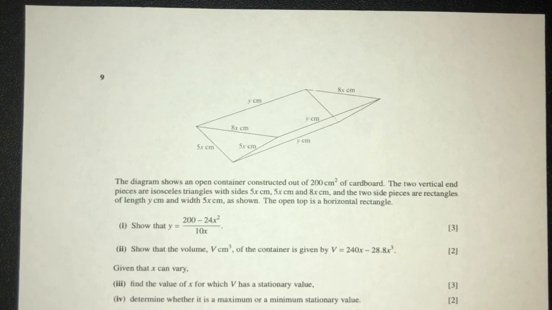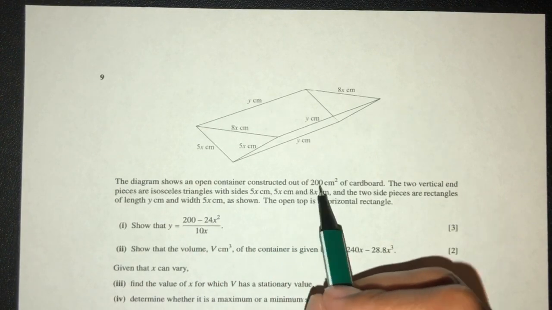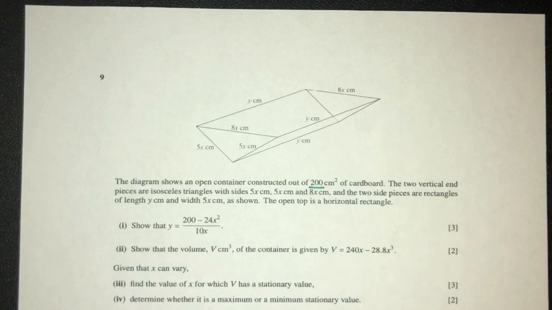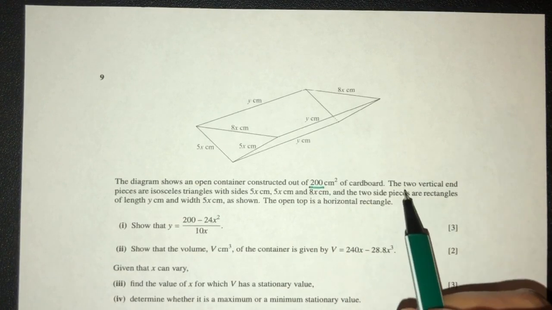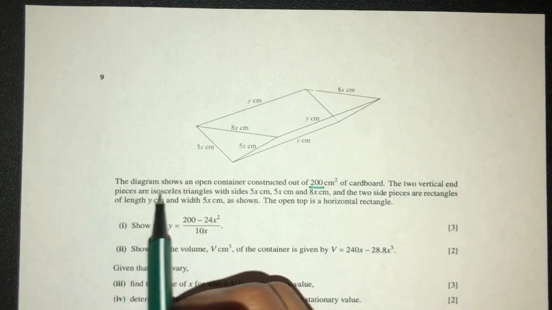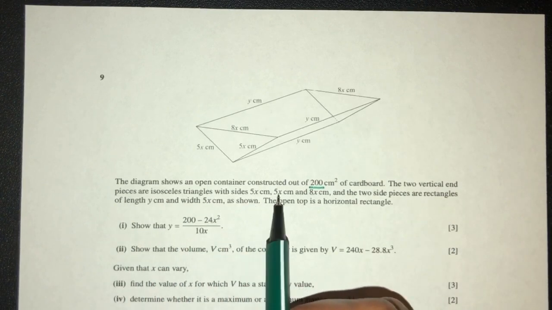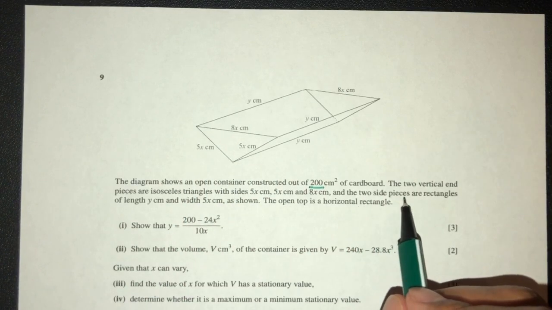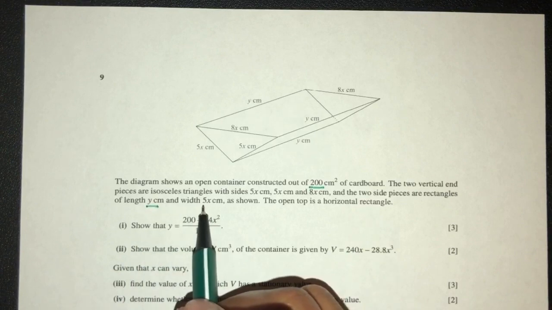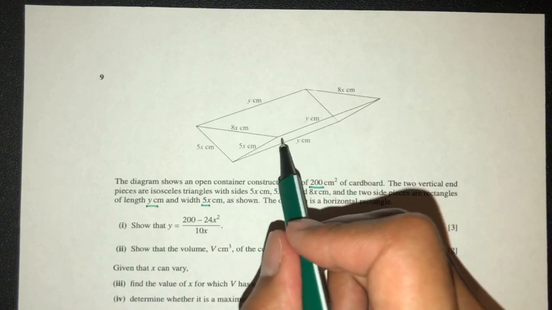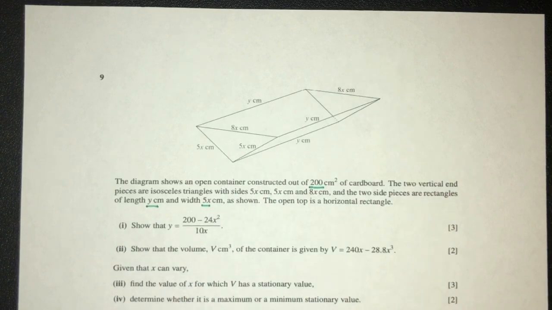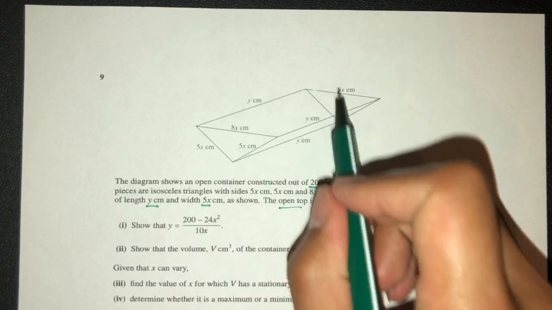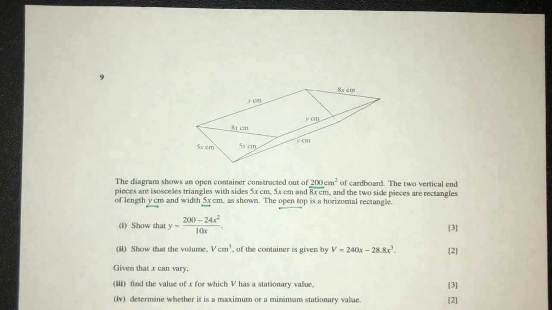The diagram shows an open container constructed out of 200 centimeter cube of cardboard. The two vertical end pieces are isosceles triangles with sides of 5x, 5x, and 8x, as we can see here. The two side pieces are rectangles of length y and width 5x. The top is open, so we don't have anything on top. It is a horizontal rectangle. Okay, great.